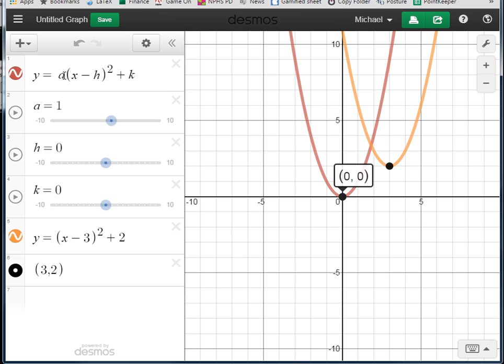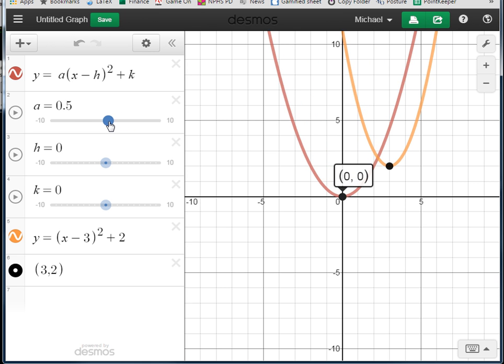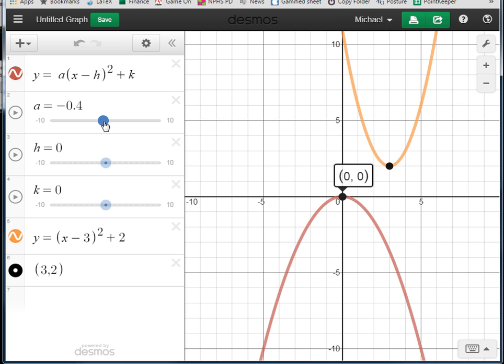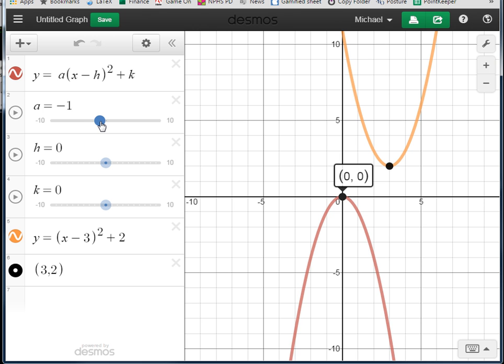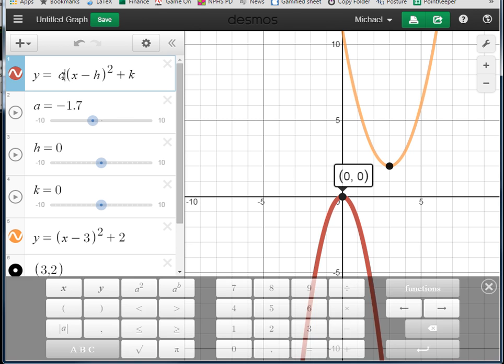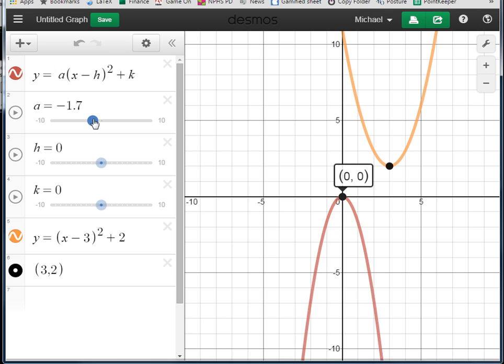And then the a does some interesting things too. Watch what happens as a gets bigger. As a gets bigger, my parabola gets narrower. As a gets smaller, it gets wider. Now, when a gets negative, all of a sudden the parabola flips over, so we get a frowny face parabola. That should be in line with what we learned about parabolas in the past. If a is positive, we get a smiley face. If a is negative, we get a frowny face. So that much is still true.